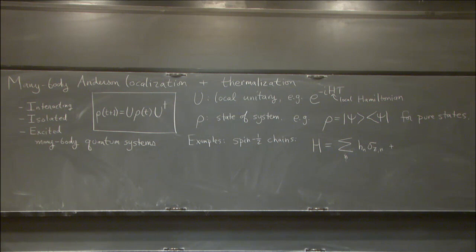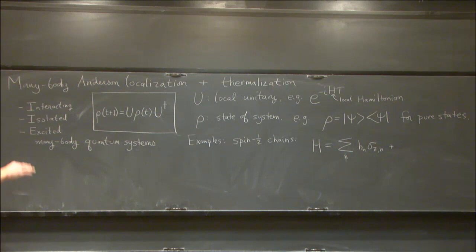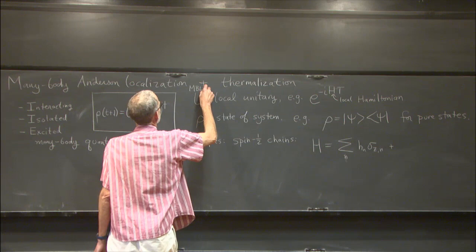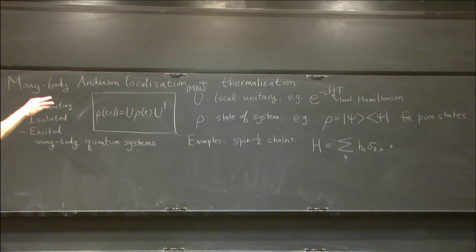Many-body Anderson localization, which is often mentioned without mentioning Anderson, but it's a version of Anderson localization, and it is in Anderson's original paper, so I like to put the name there in my title, but then drop it after that. So it's usually abbreviated MBL, many-body localization. And then the opposite of it is thermalization, and so I'll talk about both, and also one of the big things of interest is the phase transition between the two. So these are not thermodynamic phases, but phases of the dynamics, and I'll get into that.